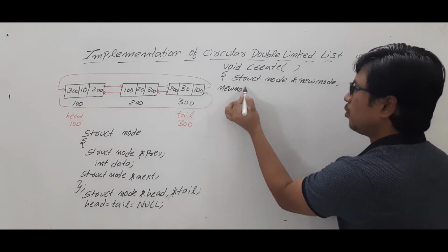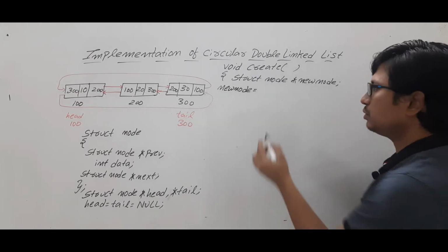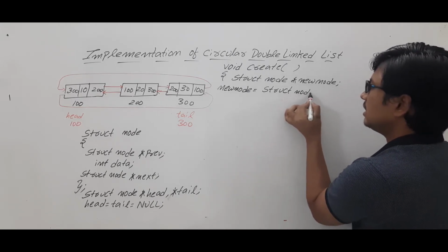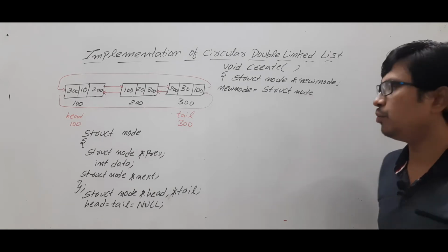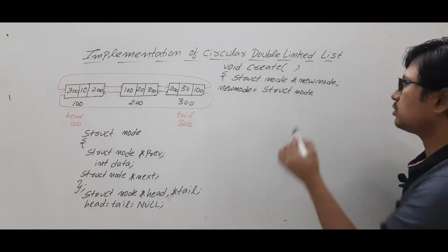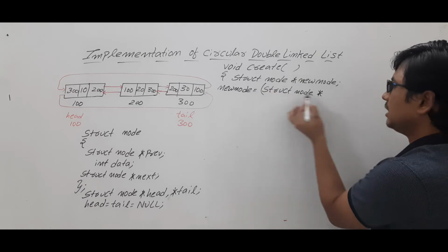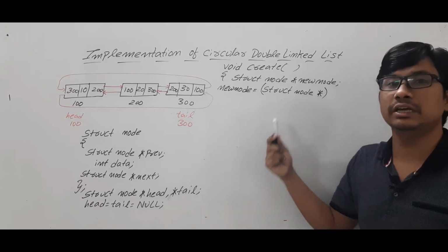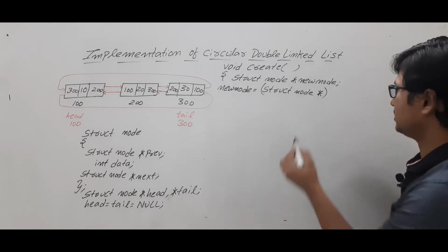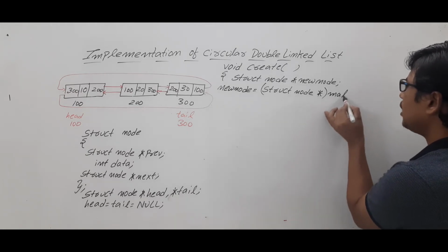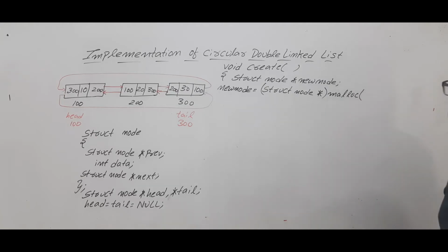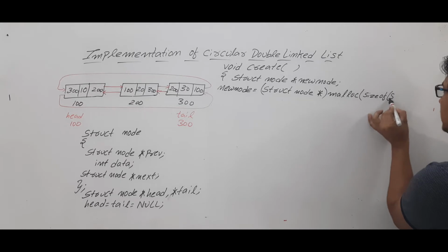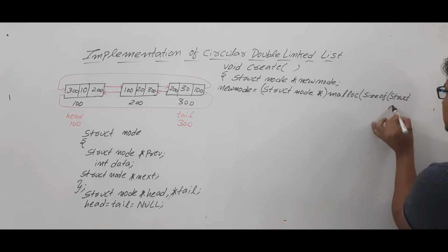You need to write the pointer name is equal to, you have to do the typecasting. Why do you need to do the typecasting? The malloc function will return a void pointer, but this new node is a struct node pointer, so we are doing the typecasting. This kind of typecasting we will call explicit typecasting because the user is doing the typecasting. Then I have to give the malloc, and then how much size I need to specify. I will use the sizeof operator, and then I will write struct node.